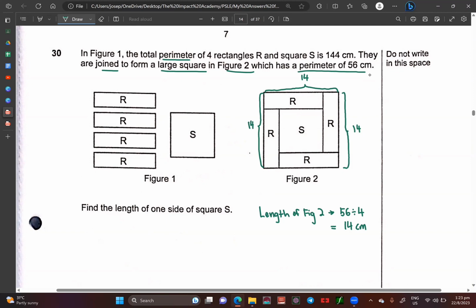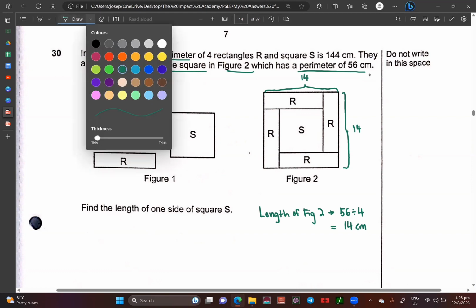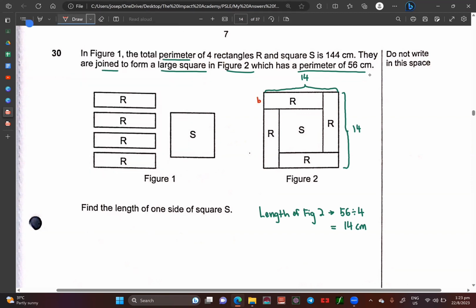Now, they want us to find the length of one side of square S. So if you know that the whole thing is 14, did you realize that 14 is actually made up of one breadth and then one length? I'll say that again, the breadth of R and the length of R. So we go back to figure number 1. We can see that this is the length of R and this is the breadth of R. This is the breadth of R and this is the length of R. So we know that one length plus one breadth is equal to 14. Right? So as you can see over here, I have 1 over here and 1 over here.